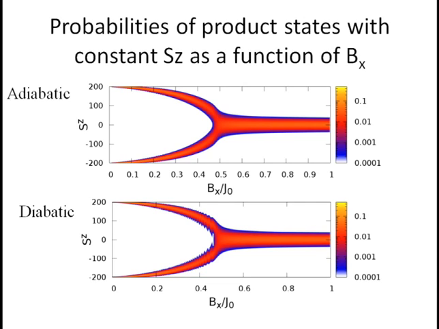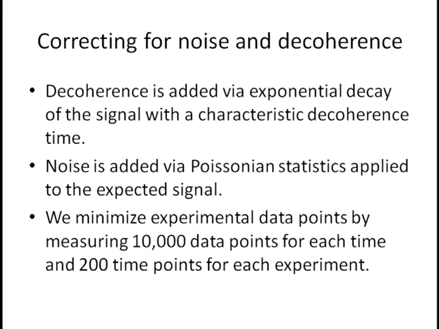So this is what you get for an adiabatic evolution. This is what you get for a diabatic evolution. It's pretty much the same, except you can see there's some additional oscillations that are present due to the fact that you're evolving the system too rapidly.